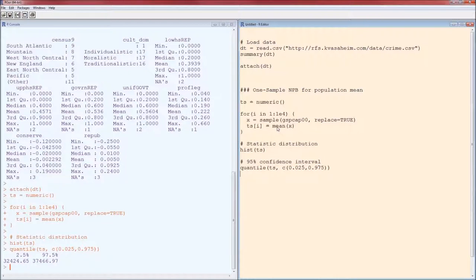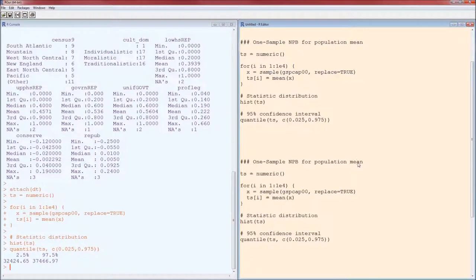Sample from the data, measure your statistic, do it many times. Remember, R needs you to specify that the TS variable is going to be a vector. The histogram gives you the distribution of those statistics, and the quantile gives you that 95% confidence interval for the mean for the population. Now we can do the same thing, except we can do it for the population median.